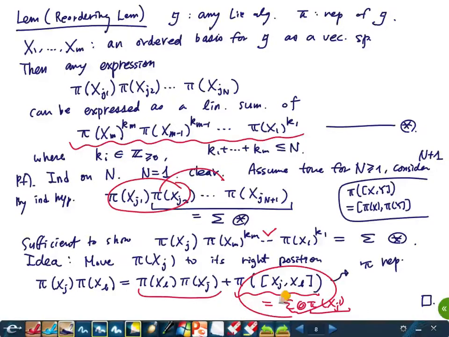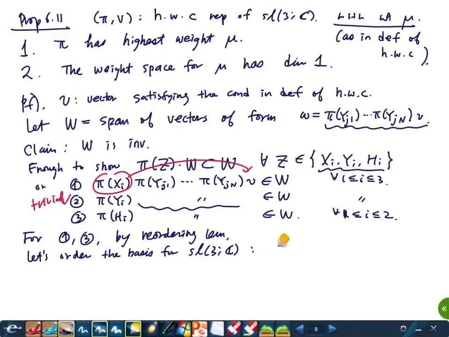Let's look at that. So here, oh no, we want to have y's on the left, right? That's what we want to do. So let's order in this way: Y1, among 1, the indices don't matter. Let's order in this way: H1, H2, X1, X2, X3. Okay? Let's order the basis like that. This is going to be important.